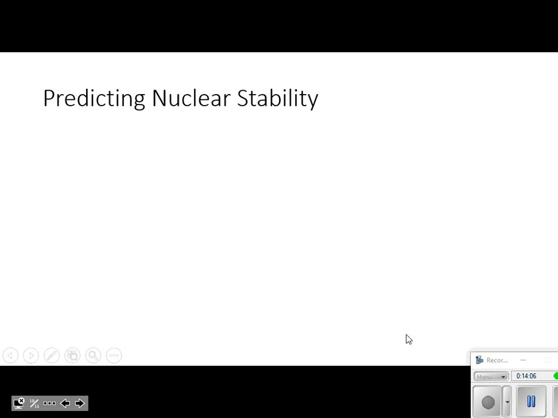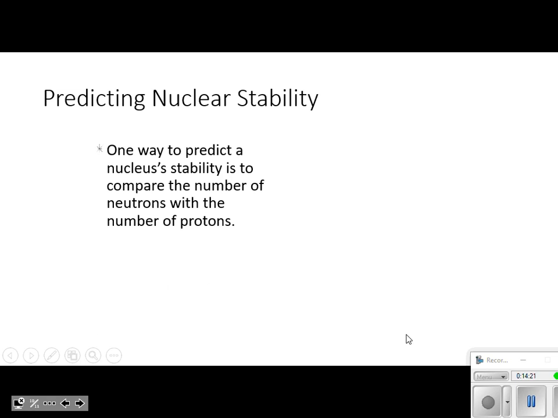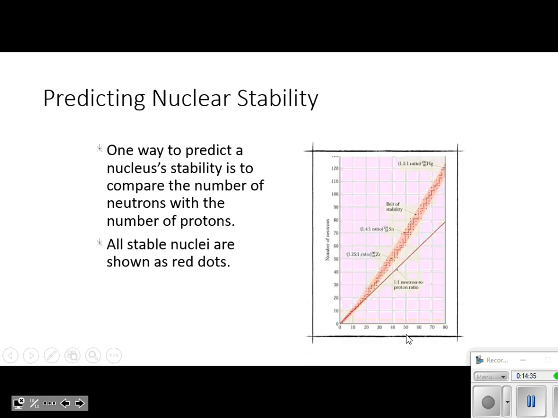Now, what does all that mean to us? We're going to talk about predicting the stability of the nucleus. One way to do this is to compare the number of neutrons with the number of protons. In this diagram, each red dot is a stable nucleus of an element. You can't read them right here, but this little dot right here is zirconium. This little dot up here is tin.